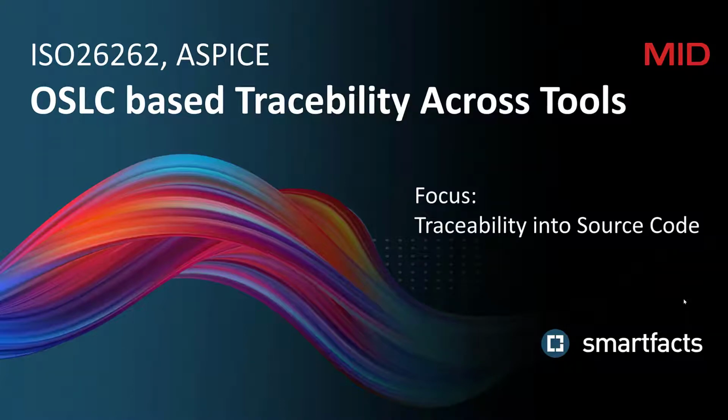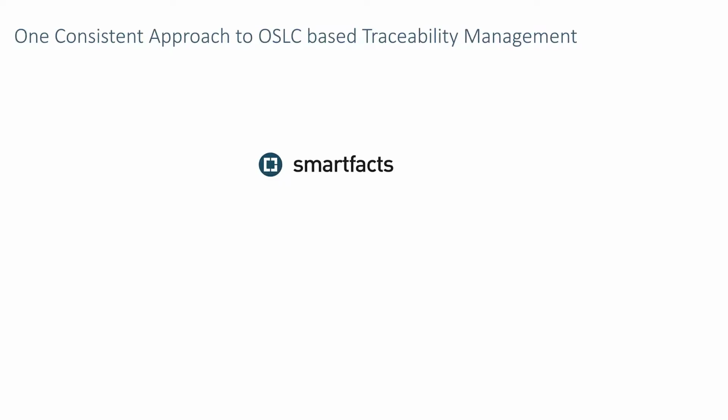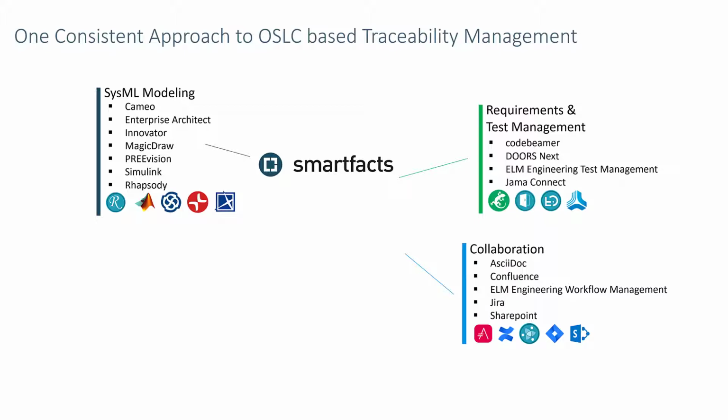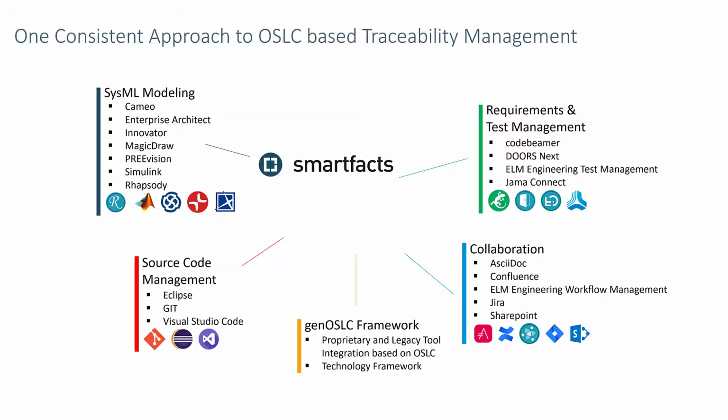Welcome to this talk on traceability between OSLC-based artifacts from tools like Cameo Systems Modeler, codebeamer, Jama Connect, Doors, or Jira to source code. Over the last few years, we've probably built the most comprehensive OSLC-based traceability platform for SysML tools, requirements and test case management, collaboration, and source code management tools. And finally, we've developed an OSLC-based programming framework that allows to build OSLC-based integrations with very little effort.